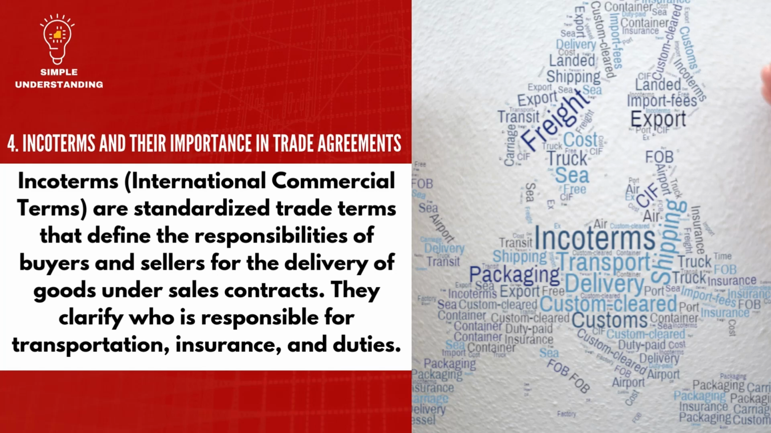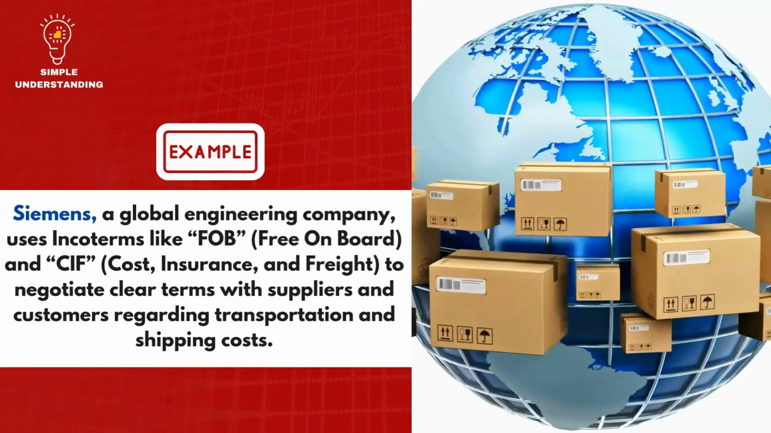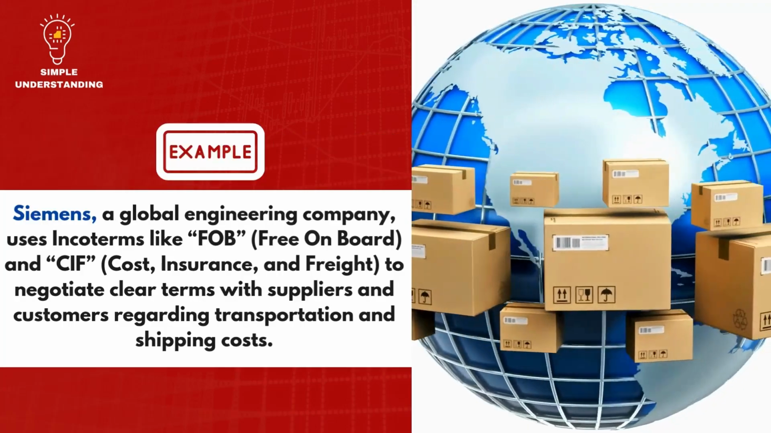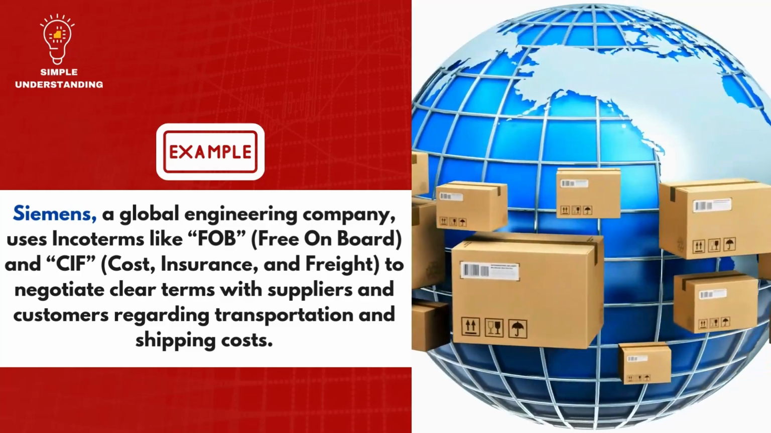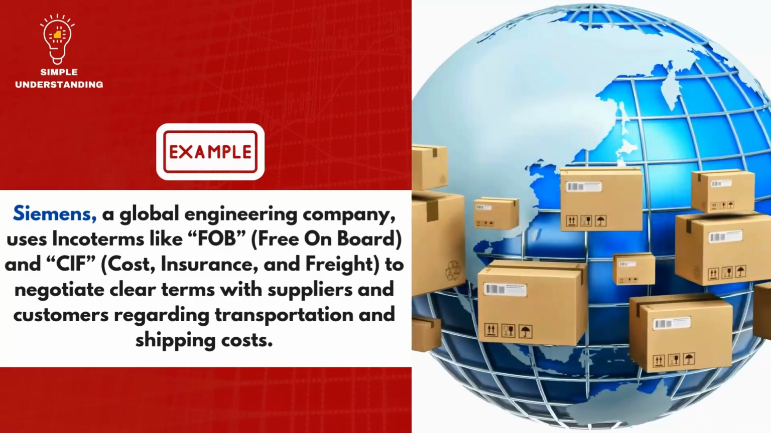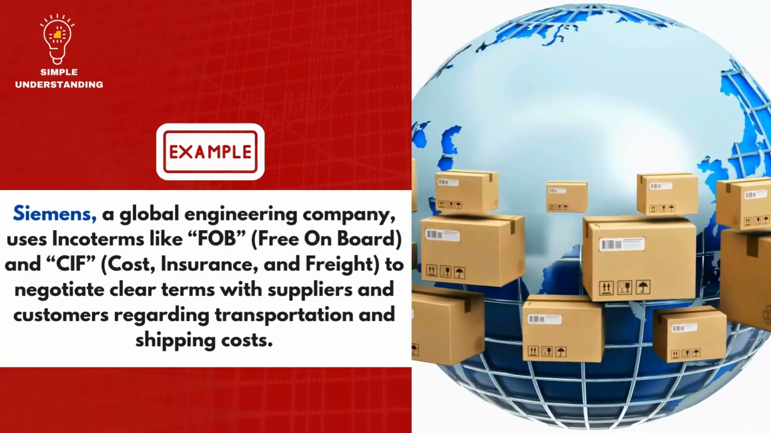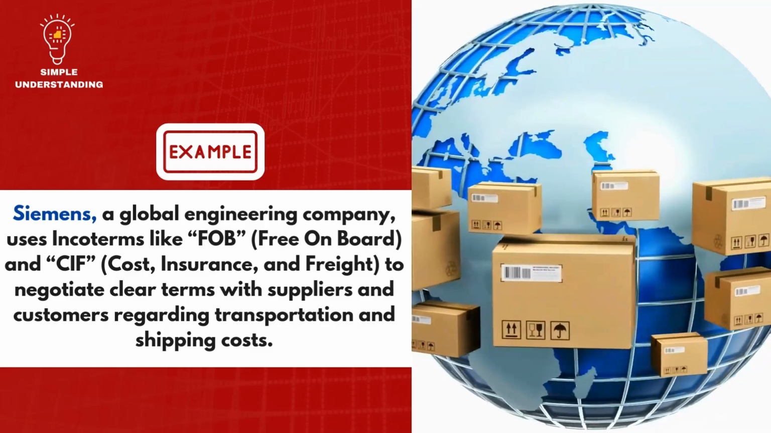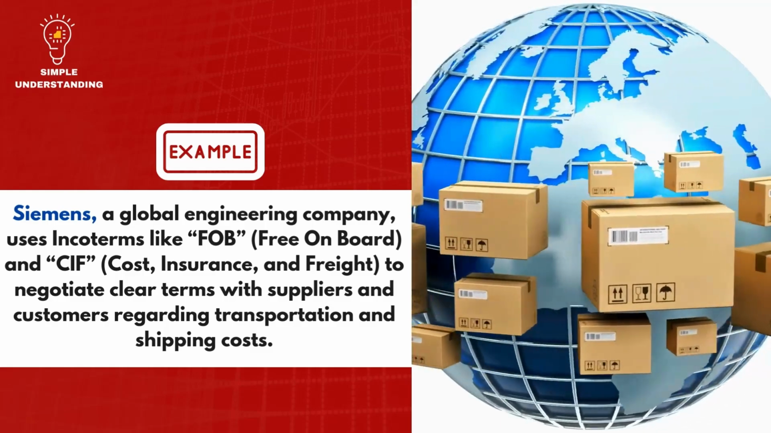4. Incoterms and their importance in trade agreements. Explanation. Incoterms, international commercial terms, are standardized trade terms that define the responsibilities of buyers and sellers for the delivery of goods under sales contracts. They clarify who is responsible for transportation, insurance, and duties. Real company example. Siemens, a global engineering company, uses Incoterms like FOB, free on board, and CIF, cost, insurance, and freight, to negotiate clear terms with suppliers and customers regarding transportation and shipping costs.